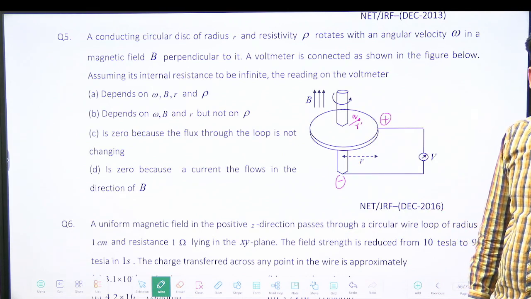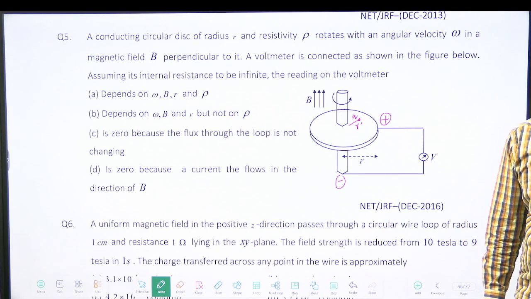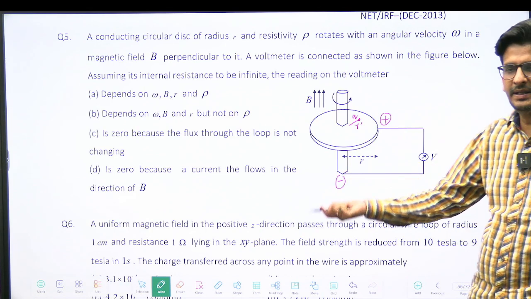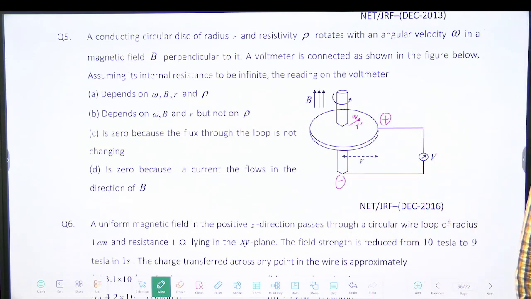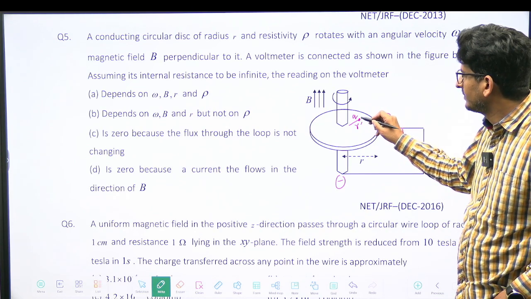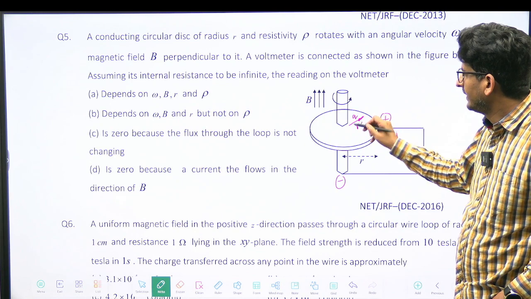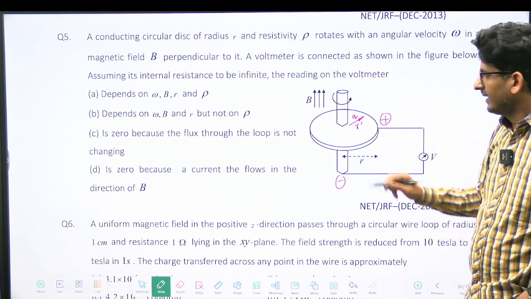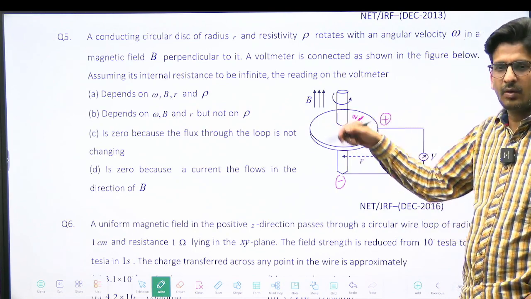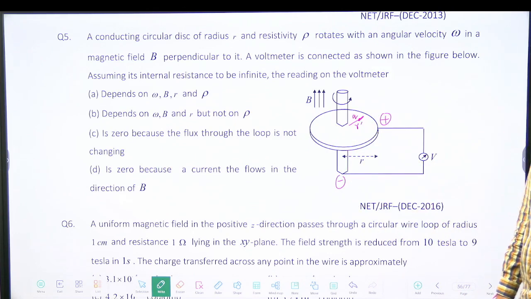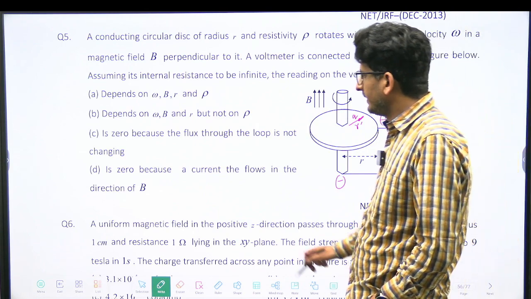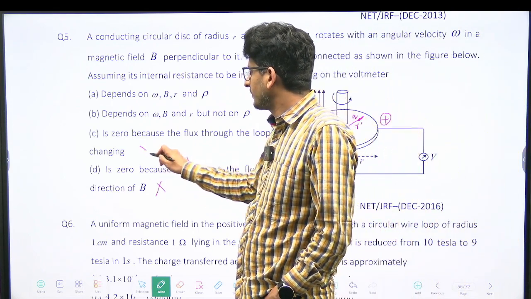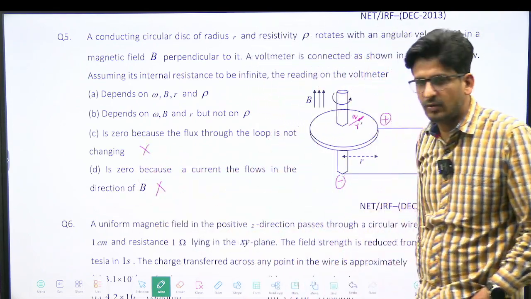Similarly, okay, it was also there in the rotating rod case, right? So similarly, motional EMF will be there. It will have a motional EMF where you can consider a small length of rod like this, and this rod will be rotating like this, a small length. Now that means this option and this option are wrong, where they are saying zero current.